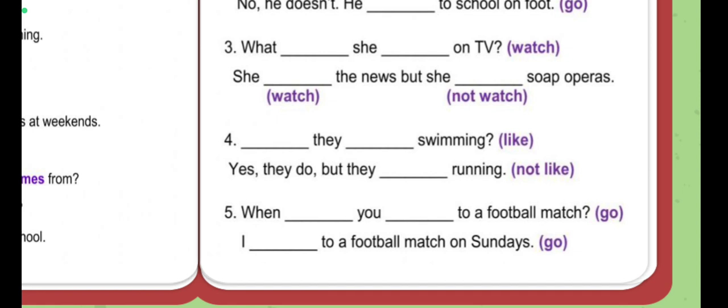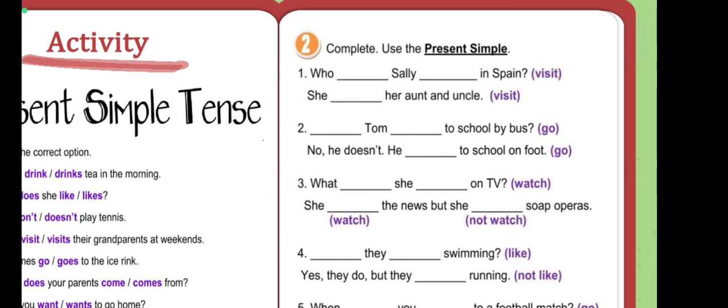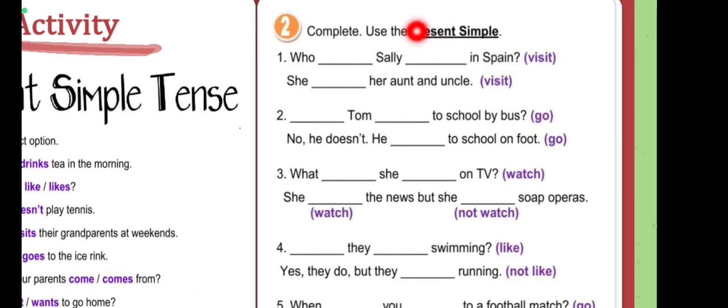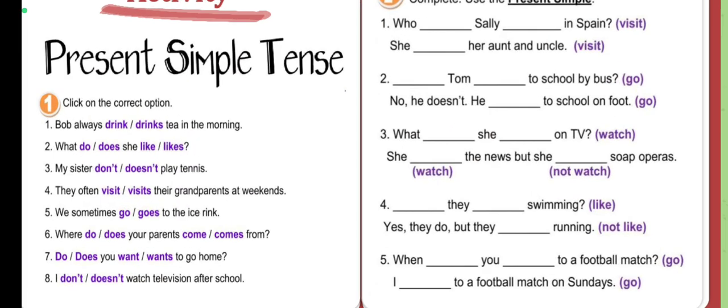What is she watching on TV? She's watching the news, but she's not watching soap operas. That's good. That was right. Really good job. But remember, it is present simple. It would have been amazing if it were present continuous. I forgot to emphasize that here. This is present simple, because later we will have one with continuous, okay?